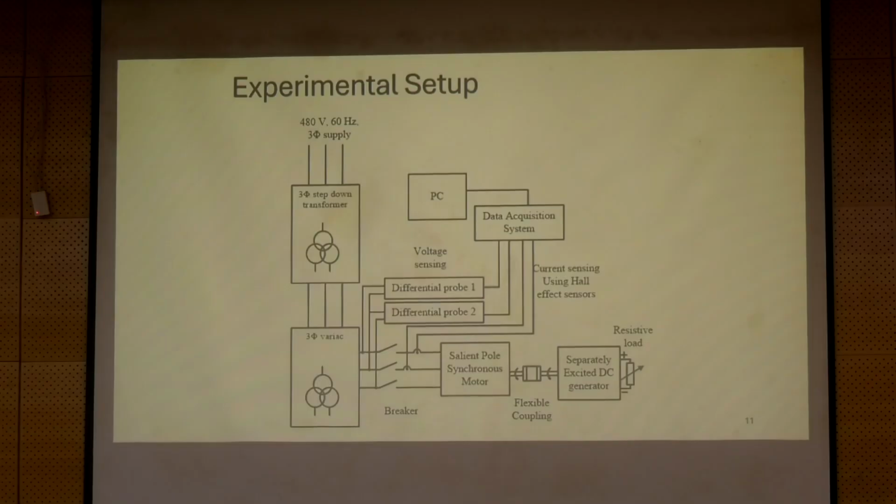What I have done is, I have used utility supply, but this machine is rated for, if I'm not wrong, 208 volts line to line, and the supply I had was a 480 volts supply. So I had to use a step down transformer. This is not needed if your supplies match. You may just use a variac and you can get it done.